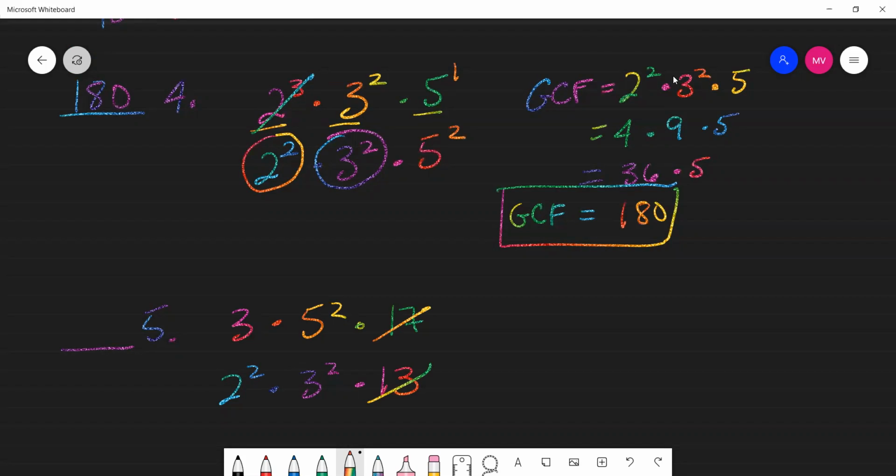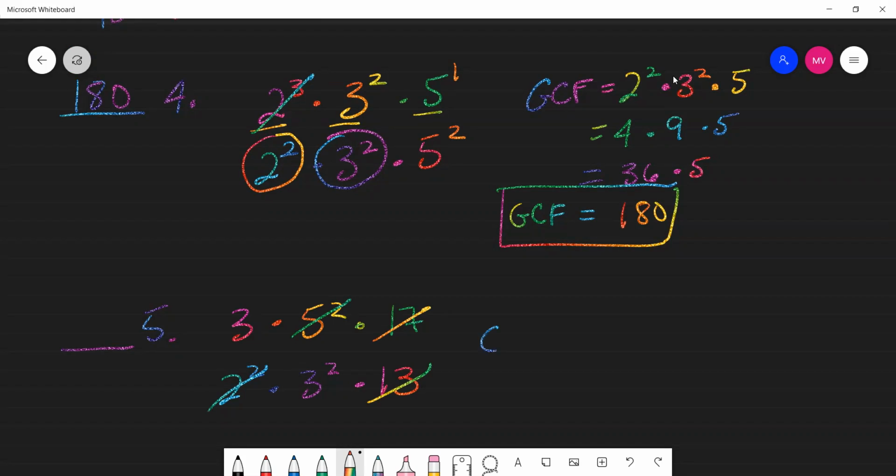Also, we see that we have a 5 squared in our first number, but there's no 5 base number in the second. So we mark through that. Same thing with our 2. There's a base of 2 in the second number, but not in the first. So that's not included. So now you have 3 and you have 3 squared.